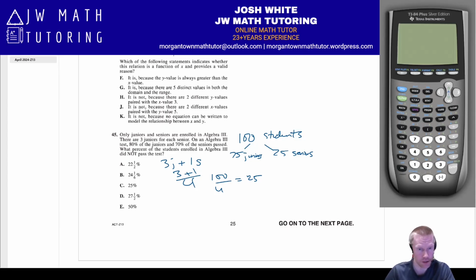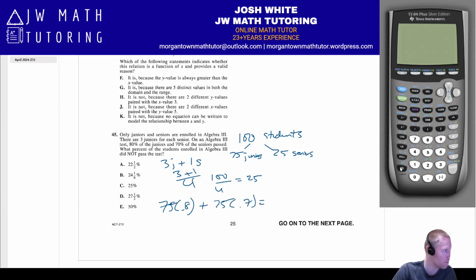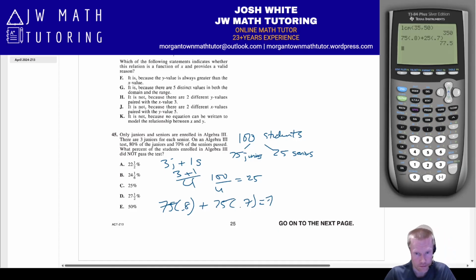Okay, so now what we can do is take 80% of the juniors, 80% of 75, and we can also take 70% of the seniors. We can just multiply those together. That will give us the number of students that pass the test. So 77.5% of students overall pass the test.